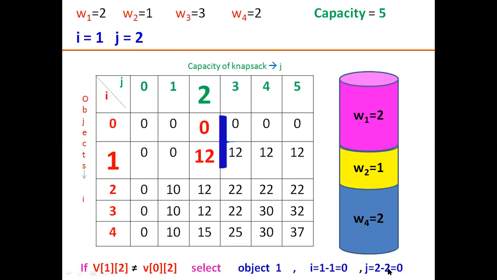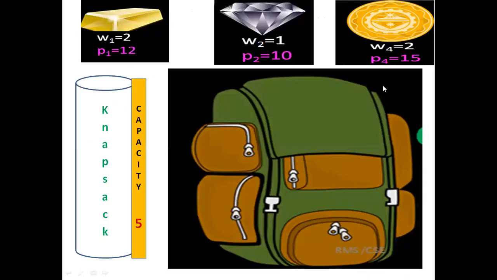And the remaining capacity is 2 minus the weight of object W1, which is 2. 2 minus 2 is 0. So the left capacity is 0. Now we don't have any object to add, and the capacity of the bag is also nil. So we have selected 3 objects here: W1, W2 and W4. These 3 objects are selected.